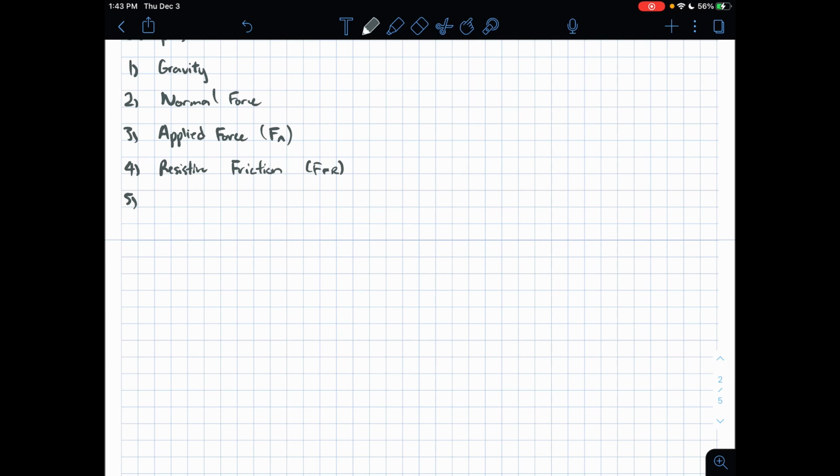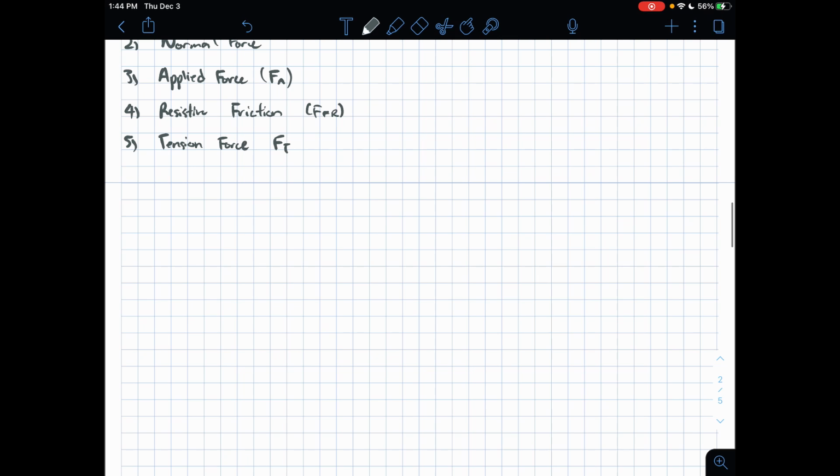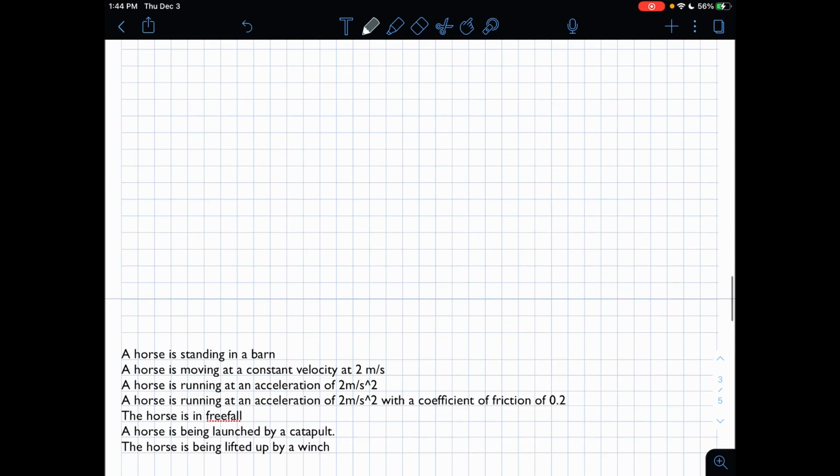Finally, we have the tension force, which is F subscript T. This is any force that's exerted by, say, a rope. Let's say you're pulling on a rope that's pulling a box, then that's the tension force. So let's do some examples here.